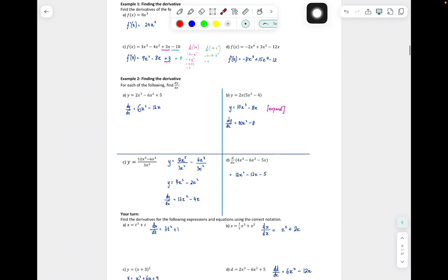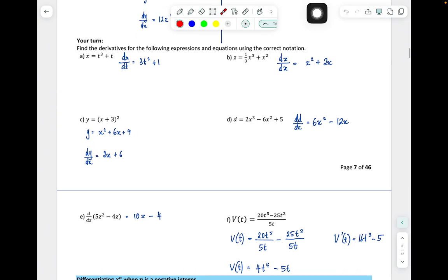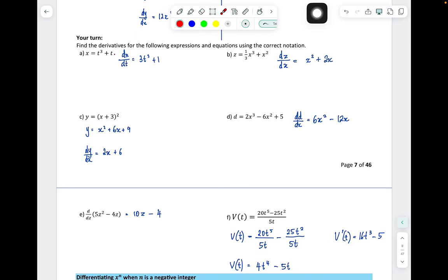These questions down at the bottom here are for your turn. These are also the derivatives. We are using Leibniz notation here, so dx dt. Notice that we are differentiating in terms of t. Leibniz notation again. We've got z and x, so it becomes dz dx. Third one here, make sure you expand the brackets first and still equal to y. So we're expanding the brackets, then you differentiate.